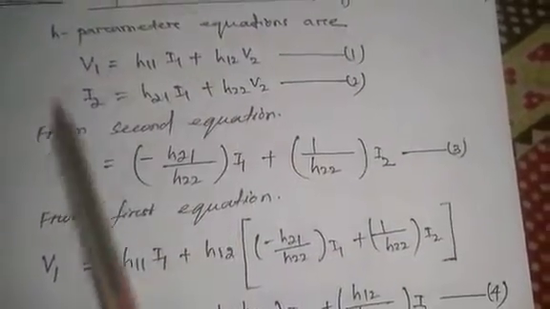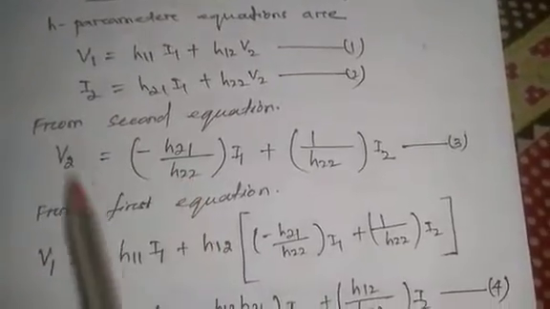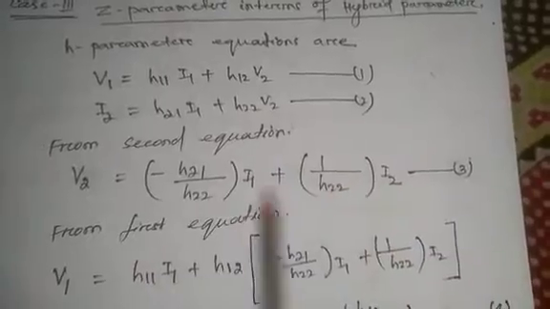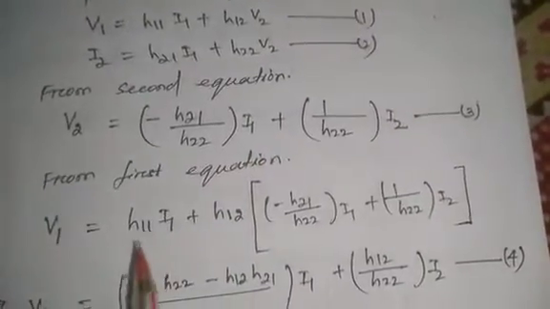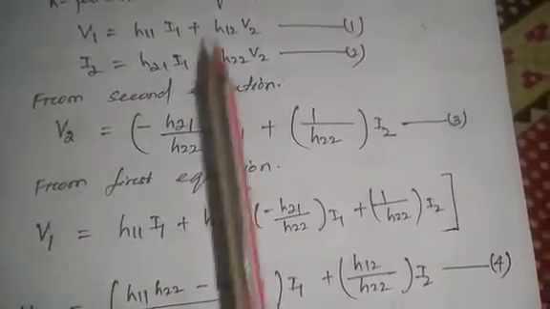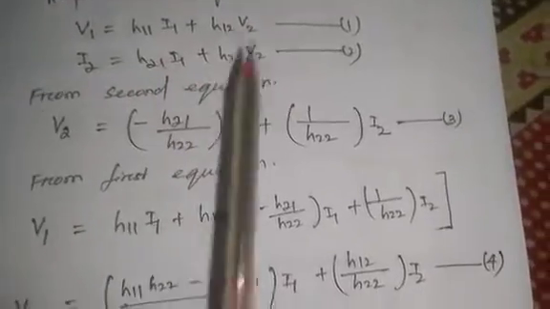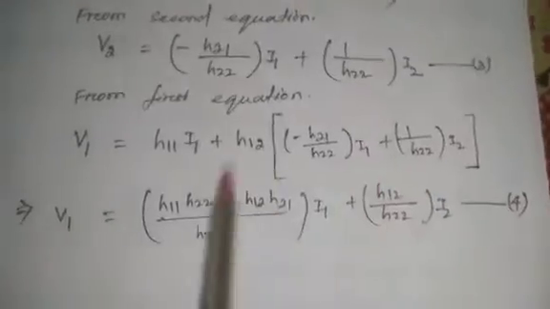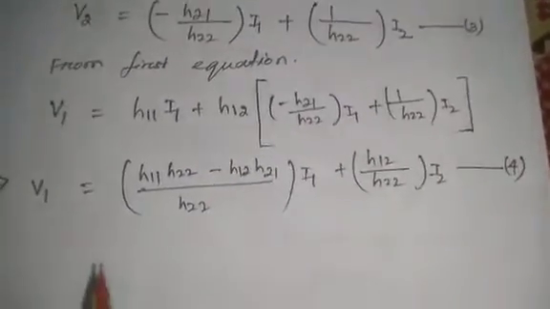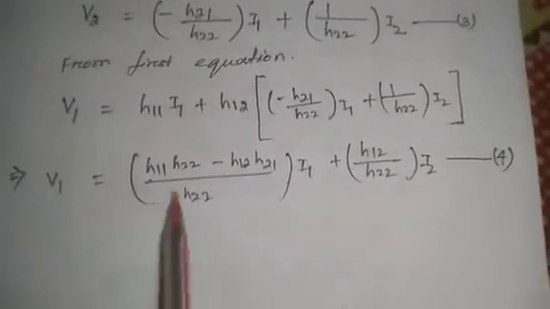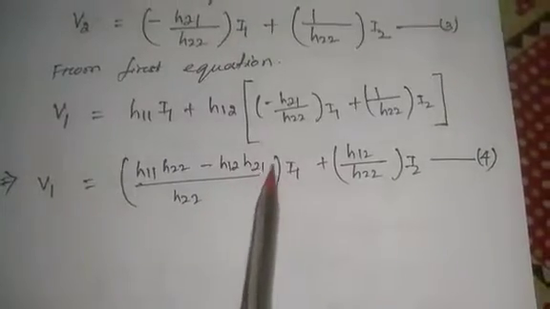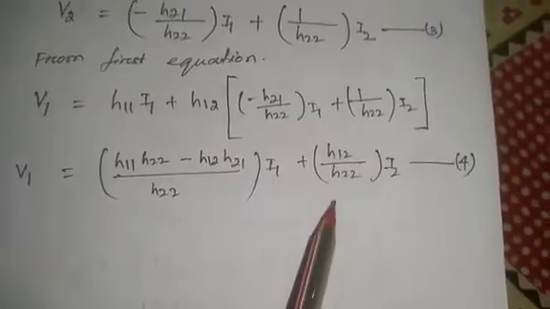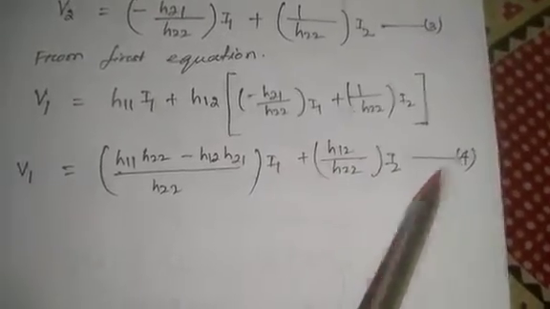From the first equation, same procedure. At the place of V2 we put these right hand side values. We get V1 is equal to H11 I1 plus H12, and at the place of V2 we write this one here. If you solve this equation, then we get V1 is equal to h11 h22 minus h12 h21 divided by h22 into I1 plus h12 divided by h22 into I2. That is your equation 4.